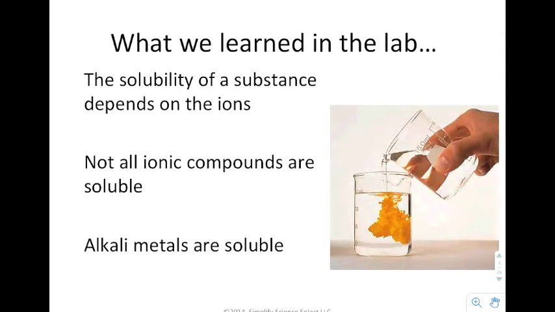So here's what we learned in the lab. The solubility of a substance depends on the actual ions that are present. Things like lead tend to, for the most part, be insoluble. Not all ionic compounds are soluble, but all alkali metals, which remember are group 1, are soluble.